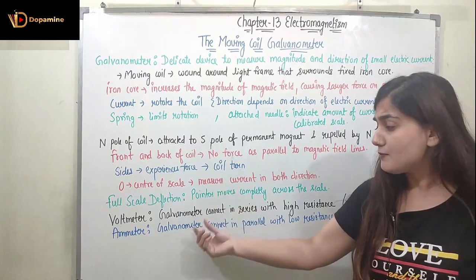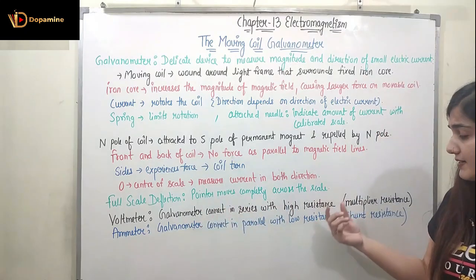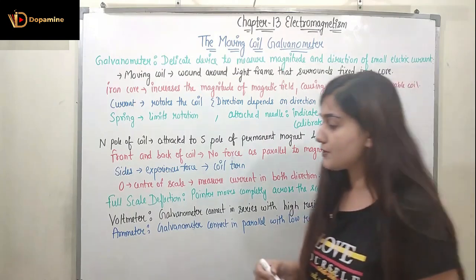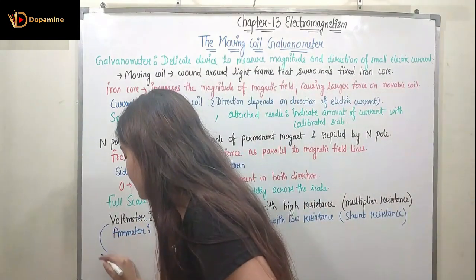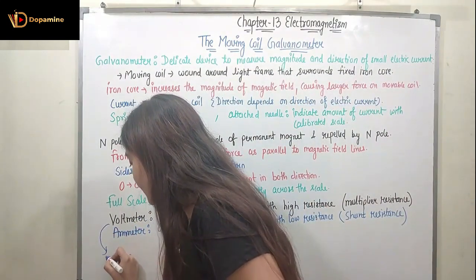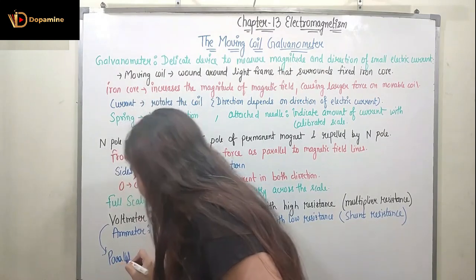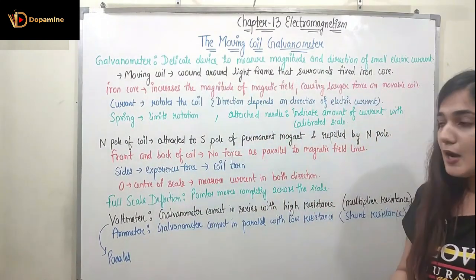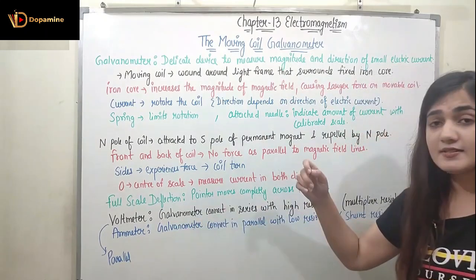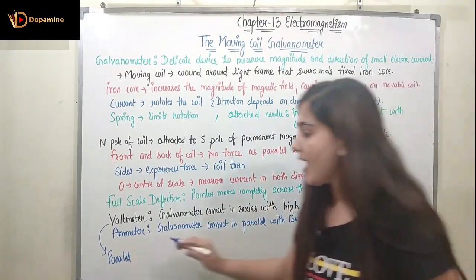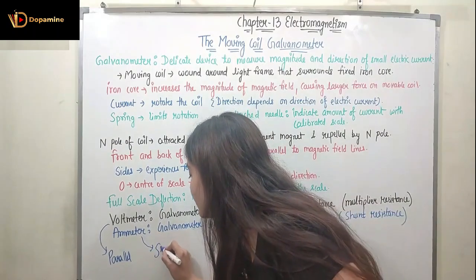The galvanometer is connected in series with a high resistance, which is also known as a multiplier resistance. So it can be used as a voltmeter when we have a high resistance connected in series with it. The voltmeter is connected in parallel. Now if I talk about the ammeter, in the ammeter the galvanometer has a parallel connection with a low resistance, and the ammeter is connected in series.